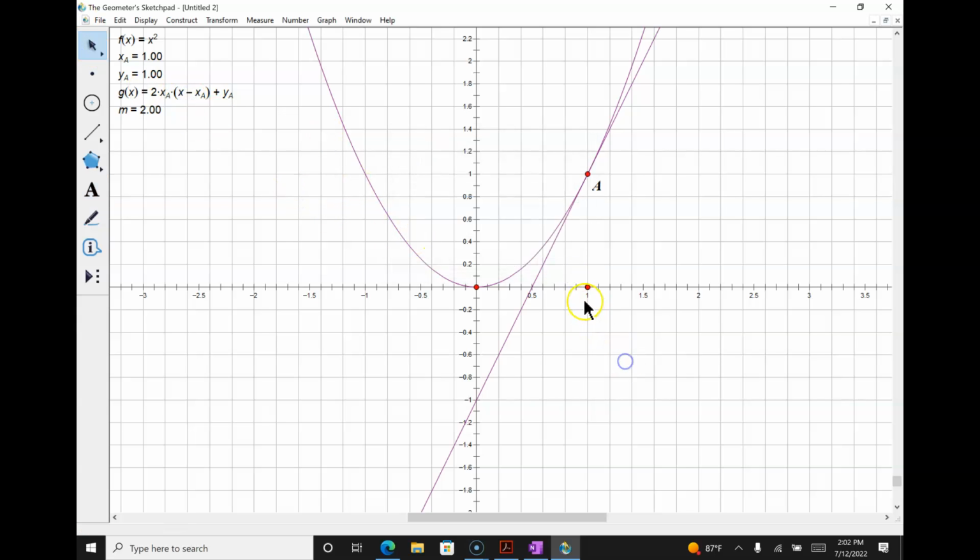Here it is. There's my slope. At 1, I get a slope of 2. At 0, I get a slope of 0, right? At negative 2, I have a slope of -4. Right? You see what's happening? It's a variable slope.